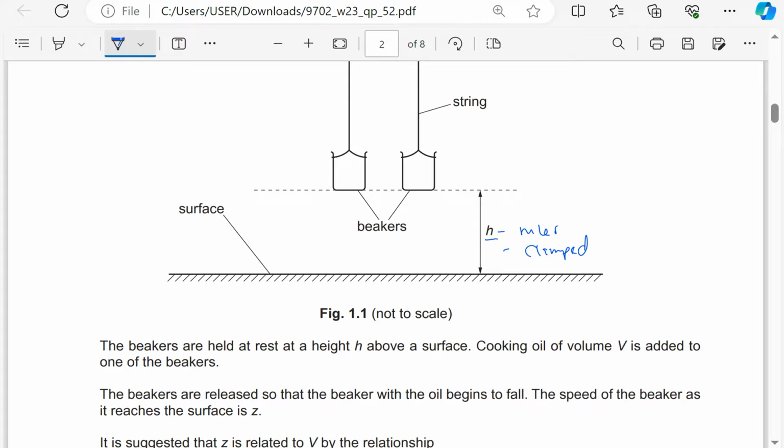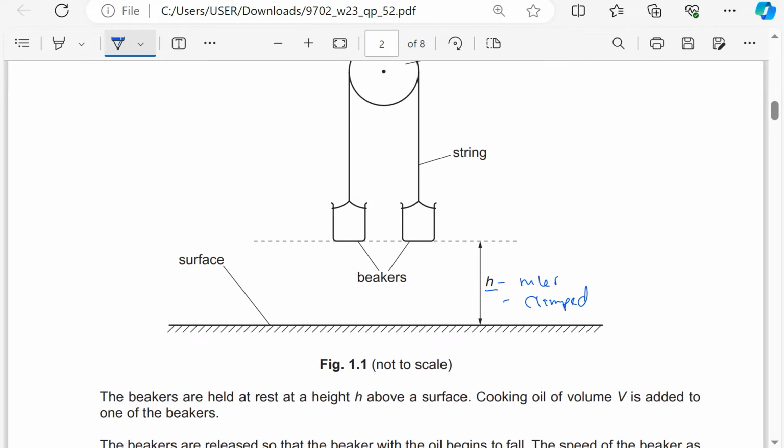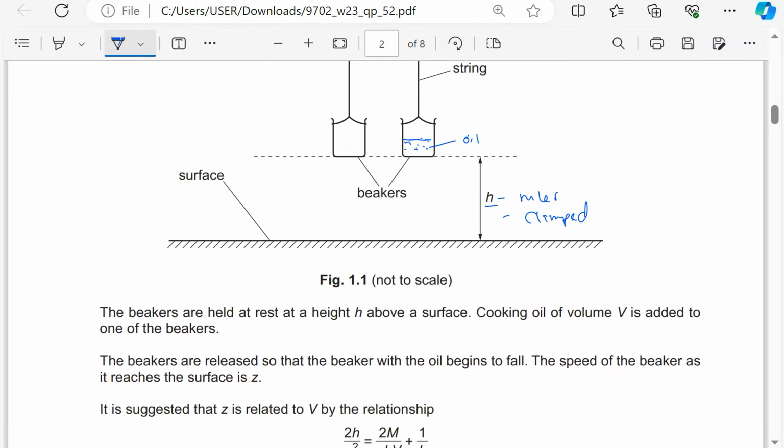Okay, cooking oil of volume V is added to one of the beakers. So you're going to add cooking oil in one of the beakers. So in your diagram, you are thinking that you must add cooking oil in one of the beakers. So you label this as oil. Cooking oil of volume V. So to be able to know the volume of the oil, you must be able to use a measuring cylinder.